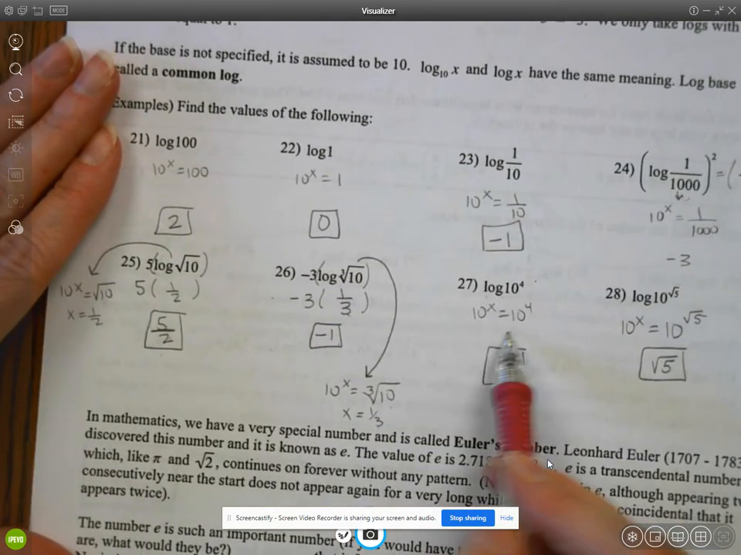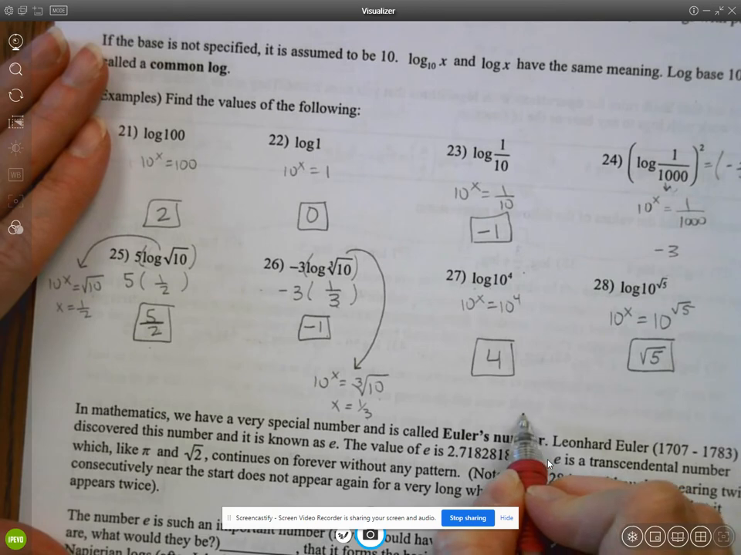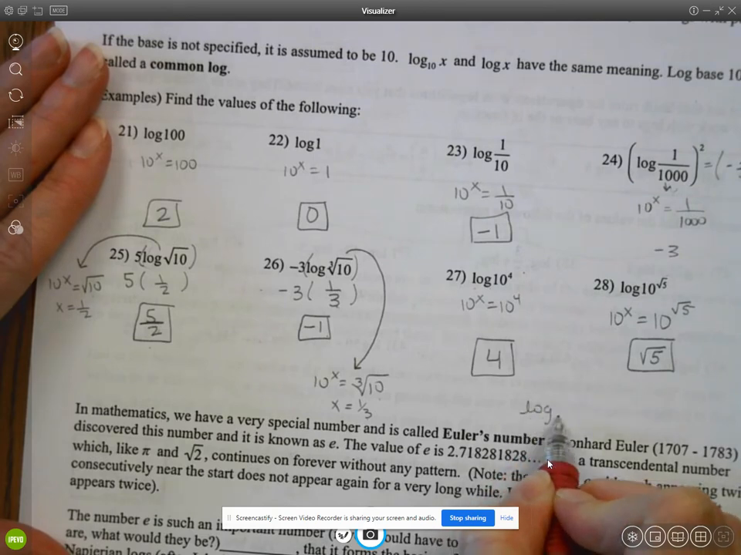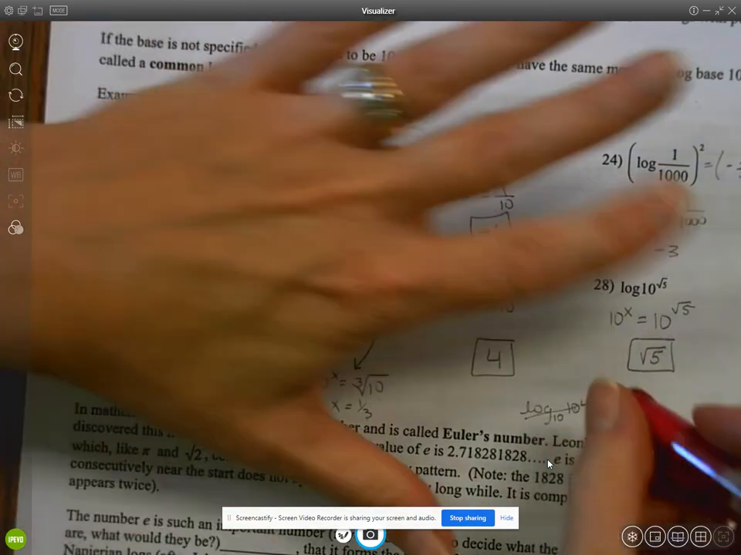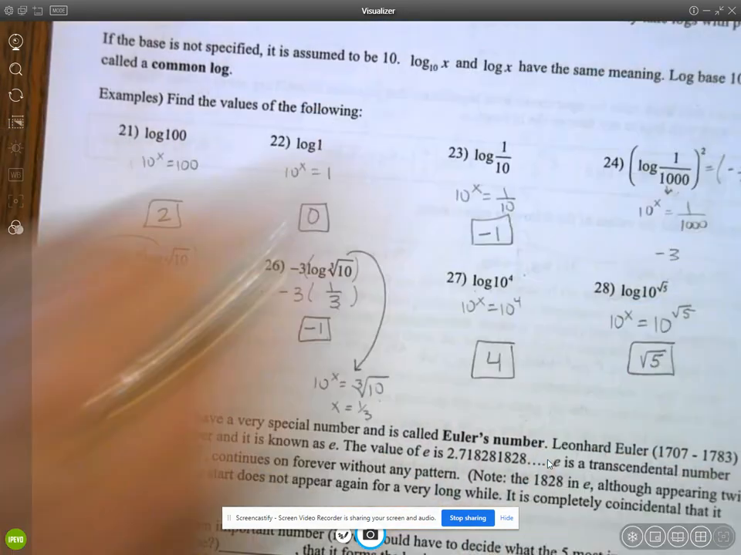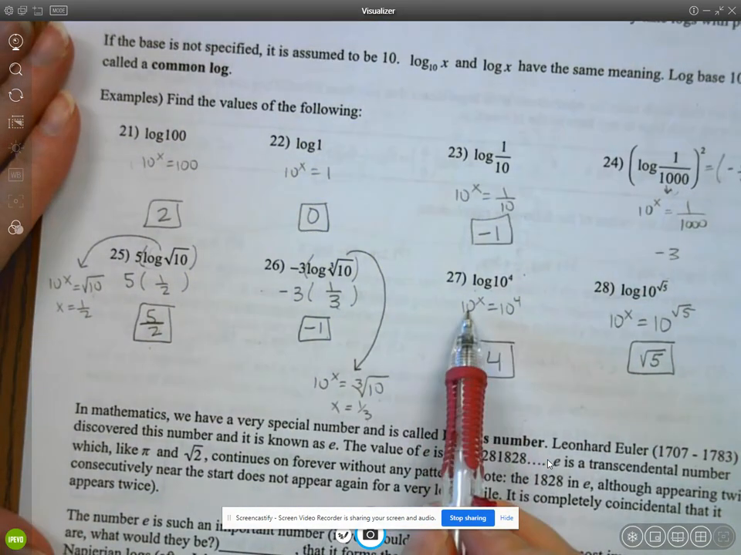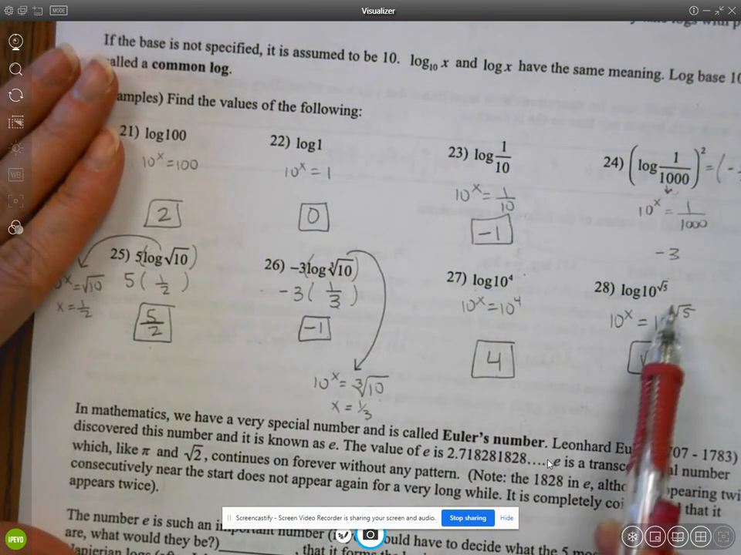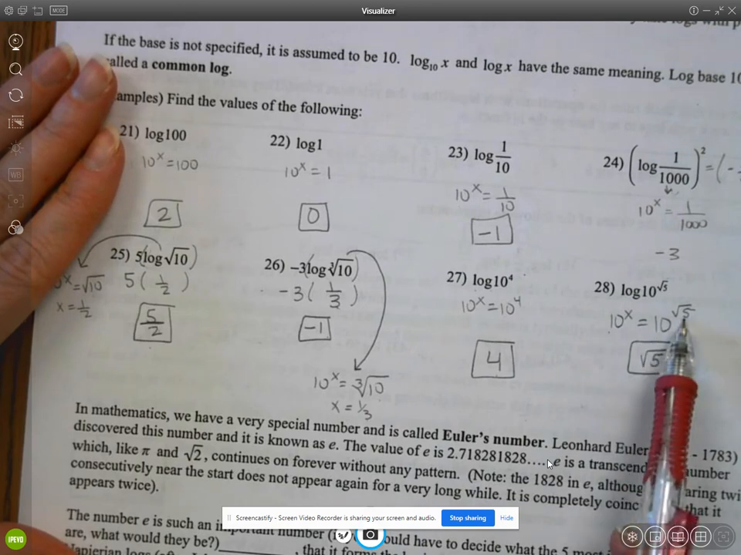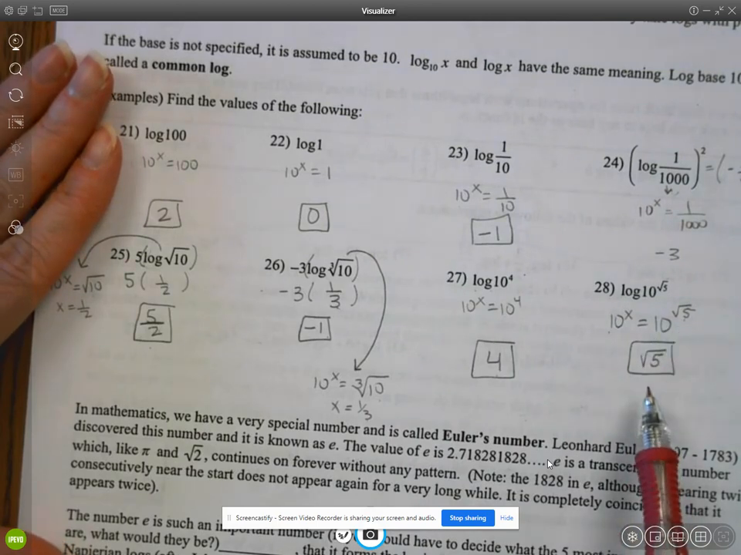All right, for these two, we are using the idea that if log means log base 10 of 10 to the 4th, if the base of the log and the base of this little piece match, then those are inverse operations. They literally just cancel, and that exponent is your answer. But if you don't remember that, you can always just write it like we've been doing. 10 to what power is 10 to the 4th? Well, 4. And the same thing here. 10 to what power is 10 to the square root of 5? The square root of 5.